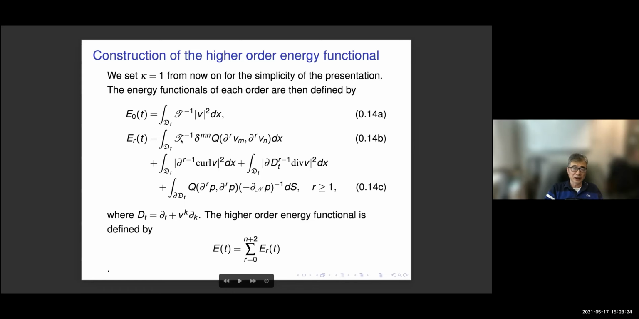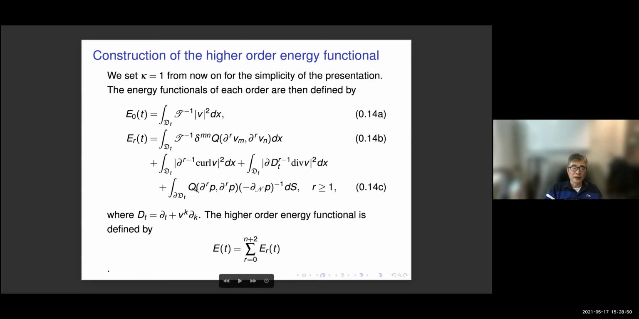There are two parts of this energy functional. One is the interior part, which includes these three parts. The first part is here. The second part is the curl, the vorticity, the derivative of vorticity, and also the space-time derivative of divergence. Also, there is the boundary integral here.